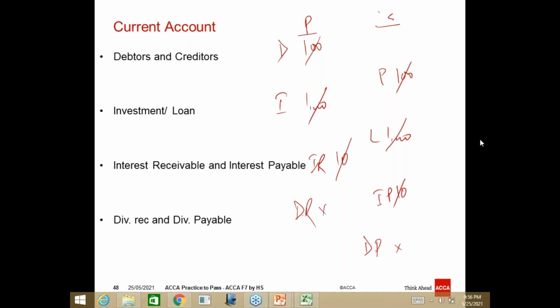We never recognize any transaction which is intercompany in the consolidated financial statement.